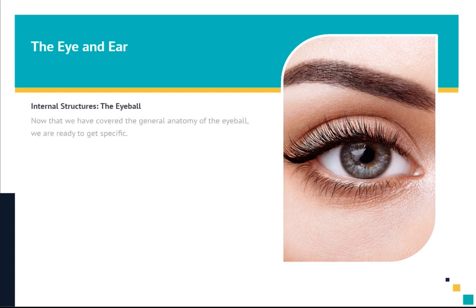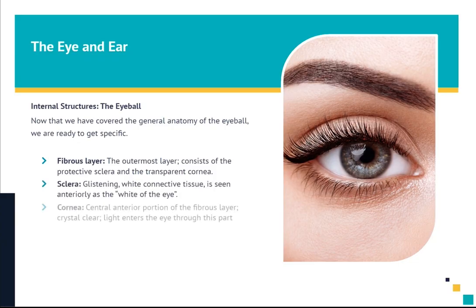Internal structures. The eyeball. Now that we have covered the general anatomy of the eyeball, we are ready to get specific. Fibrous layer. The outermost layer consists of the protective sclera and the transparent cornea. Sclera. Glistening white connective tissue, seen anteriorly as the white of the eye. Cornea. Central anterior portion of the fibrous layer, crystal clear. Light enters the eye through this part.